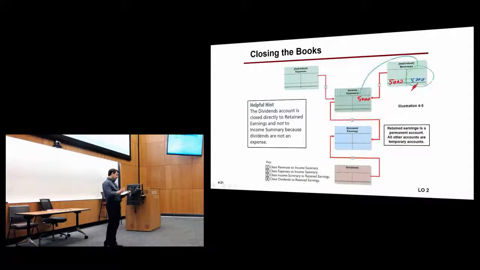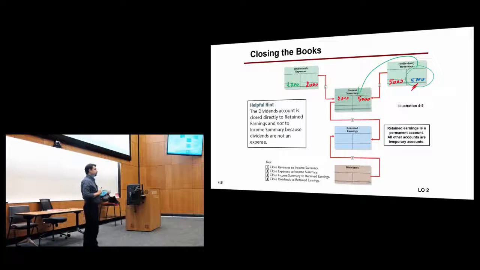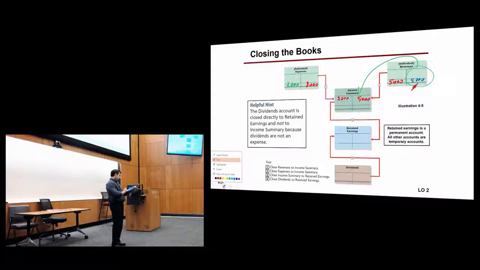So let's go back here. Let's say that here we have expenses for the value of $2,000. How do you close this one? Okay, so credit 2,000. If you credit 2,000, what do you need to do? You have to debit income summary 2,000. Now, what's the balance under income summary? What's the new balance under income summary? 3,000, right? This is the new balance.